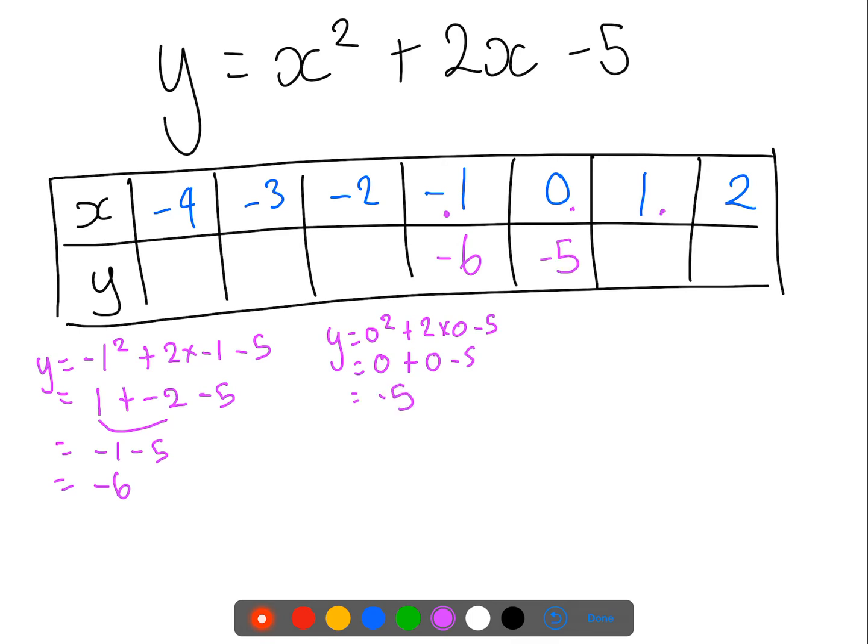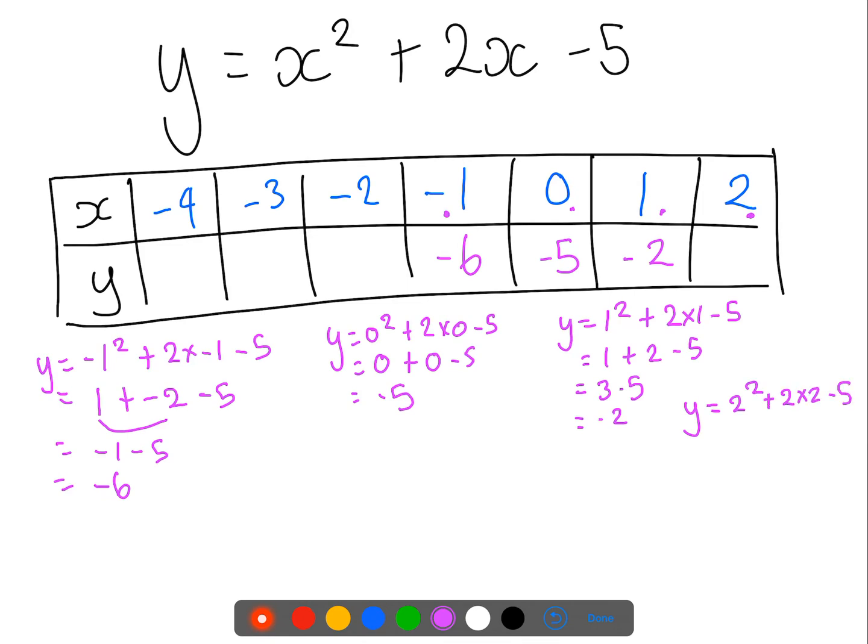All right, let's do 1. y equals 1 squared plus 2 times 1 take 5. 1 times 1 is 1. Plus 2 times 1 is 2, take 5. 1 plus 2 is 3, take 5. 3 take 5 is negative 2. All right, let's do this 2. y equals 2 squared plus 2 times 2, take 5. 2 squared equals 4. 2 times 2 equals 4, take 5. 4 plus 4 is 8, take 5 is 3.